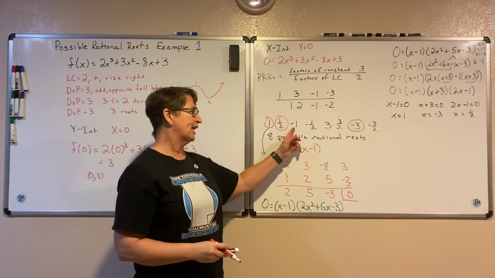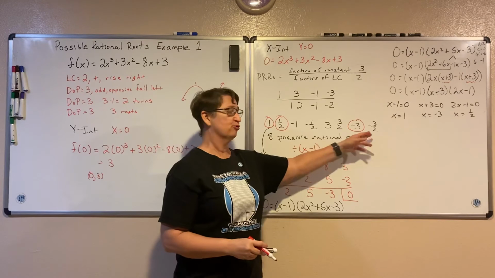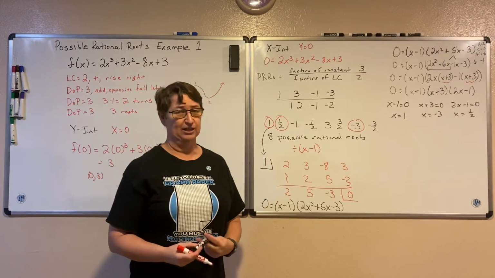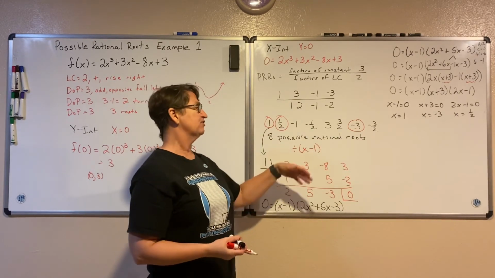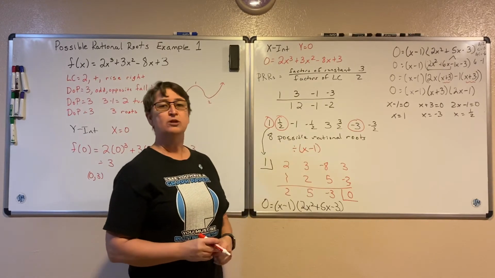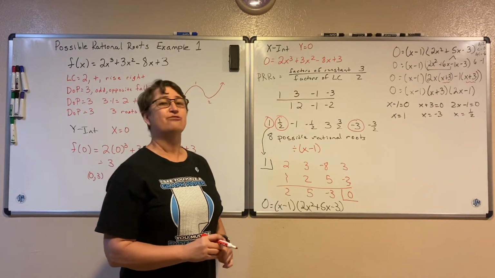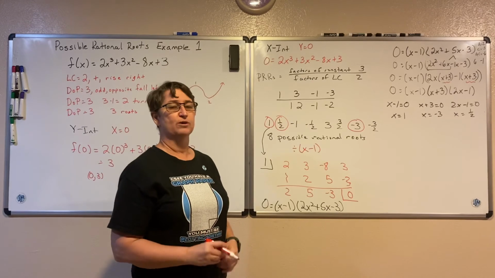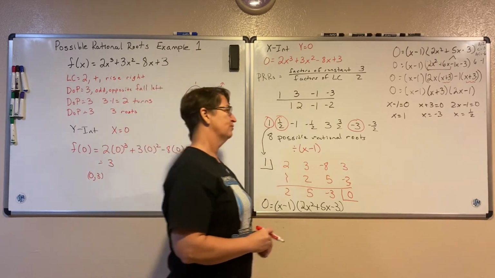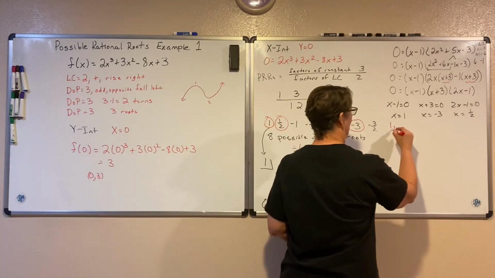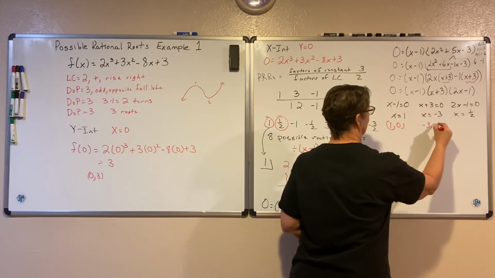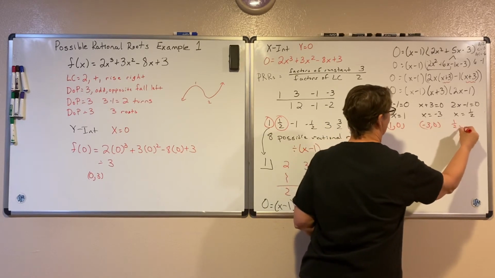If we had tried -1, -1/2, 3, 3/2, or -3/2, they would not have evenly gone in. So you see, this gives us our possible rational roots. But it doesn't mean that all of them work. In fact, none of them could work because we could have irrational roots. So my x-intercepts here are at 1, 0, -3, 0, and at 1/2, 0.